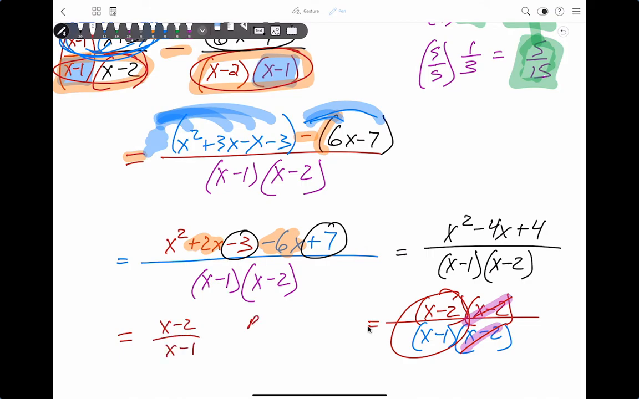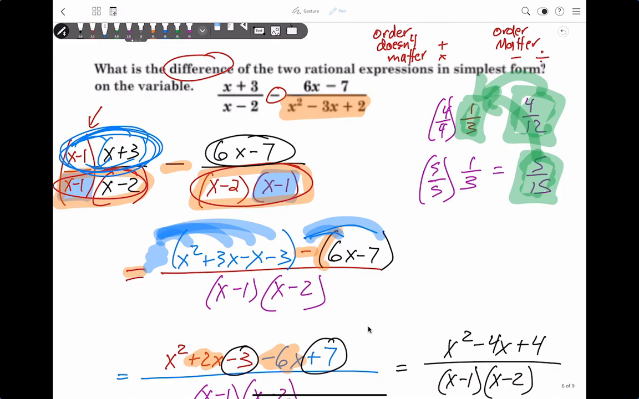And now my restrictions are: when, throughout this entire problem, could the denominator have been equal to 0? So let's come over here, and my original piece right here is what I'm looking at.